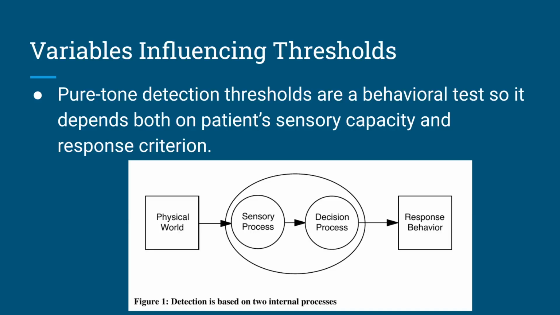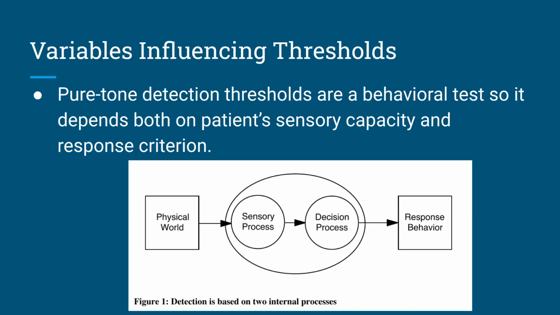Now we've got the decision process. Once the sensory information is processed, it moves to a cognitive stage. The observer evaluates the sensory evidence against an internal threshold or criterion referred to as beta. If the internal sensory response exceeds this established threshold, the observer decides the signal was present.